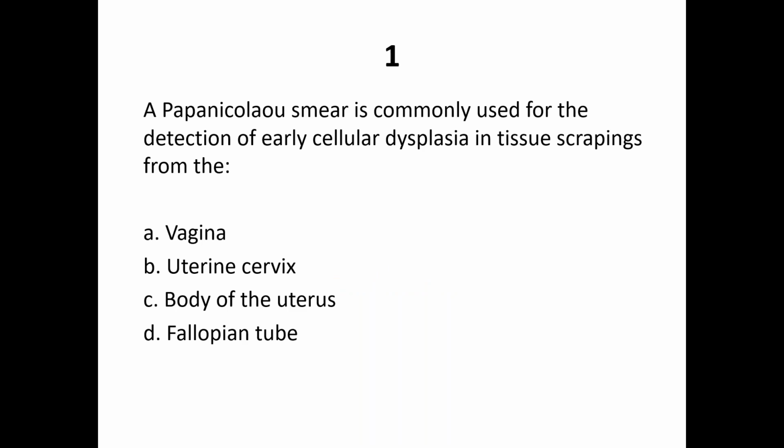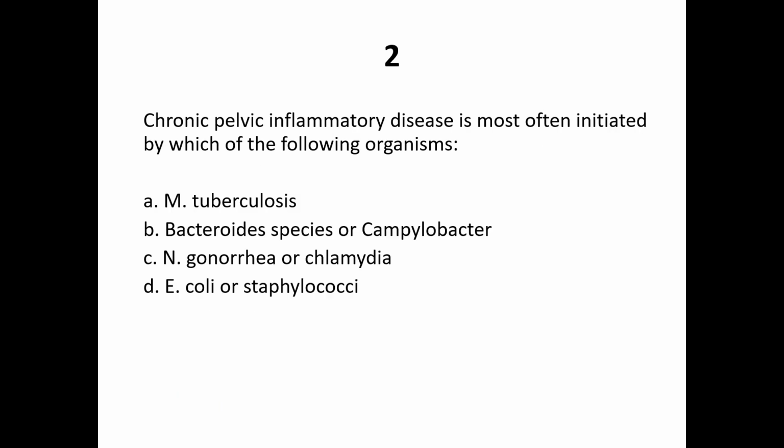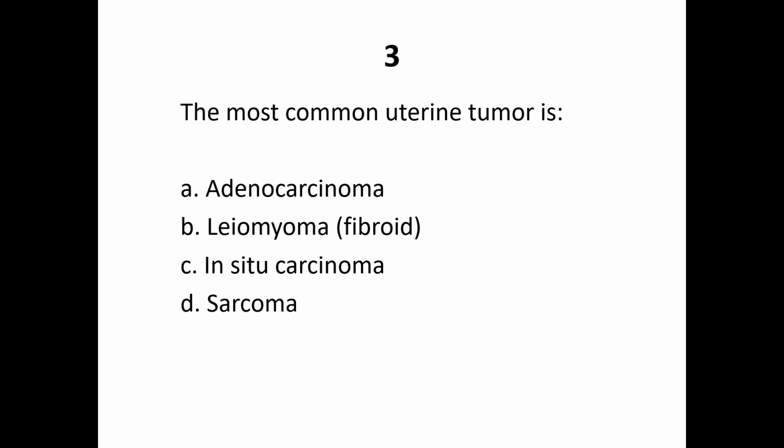Pap stain is commonly used for the detection of early cellular dysplasia in tissue scrapings from the uterine cervix. Chronic pelvic inflammatory disease is most often initiated by which of the following organisms? Neisseria gonorrhoeae, chlamydia. The most common uterine tumor is leiomyoma.